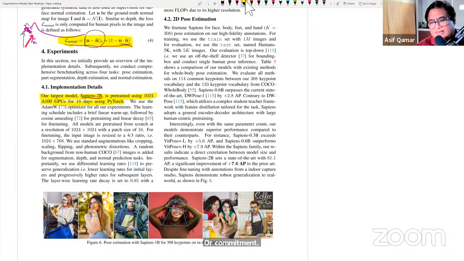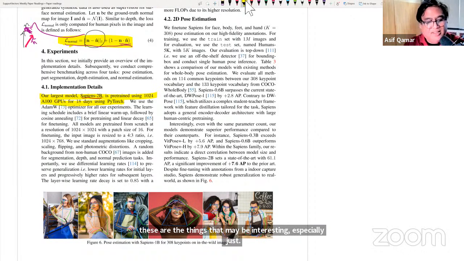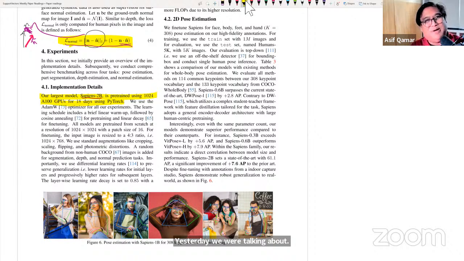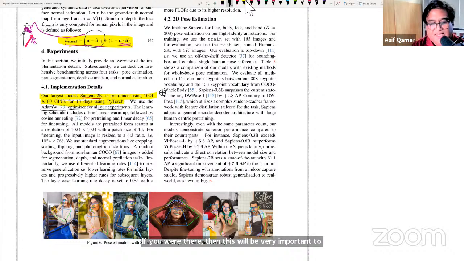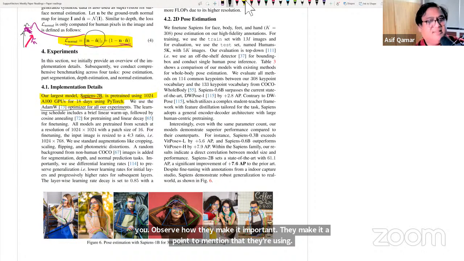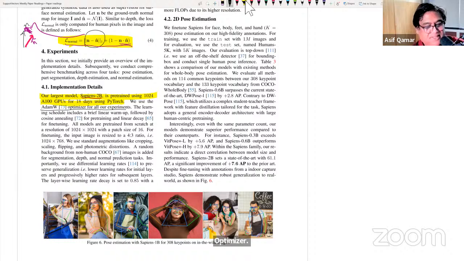Now, these are the things that may be interesting, especially just yesterday, we were talking about the importance of learning rate schedulers and optimizers. Anybody here who was there in that session? Right? If you were there, then this will be very important to you. Observe how they make it a point to mention that they're using the AdamW optimizer, right? So this is an exponentially moving average based momentum optimizer. The learning schedule includes a brief linear warm-up followed by cosine annealing.